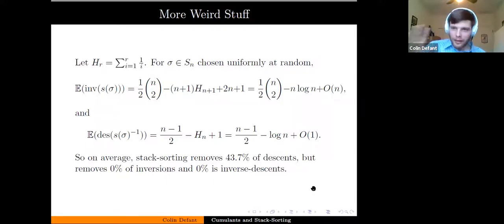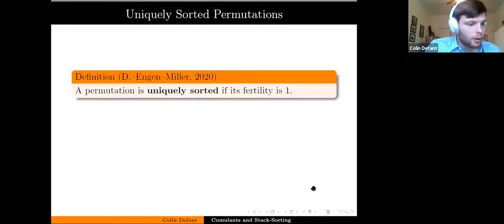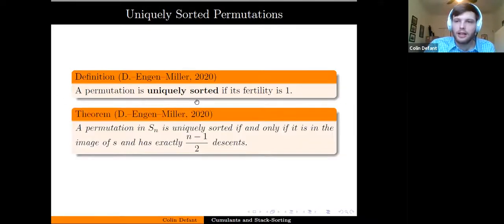Okay, so now for the last part of the talk, I just want to mention a couple other applications of this cumulants method here. So first, remember Michael Engen and Jordan Miller and I defined a permutation to be uniquely sorted if it has fertility 1, meaning it has exactly 1 preimage under the stack sorting map. And we showed that these are the permutations that attain this maximum number of descents among permutations in the image of the stack sorting map.